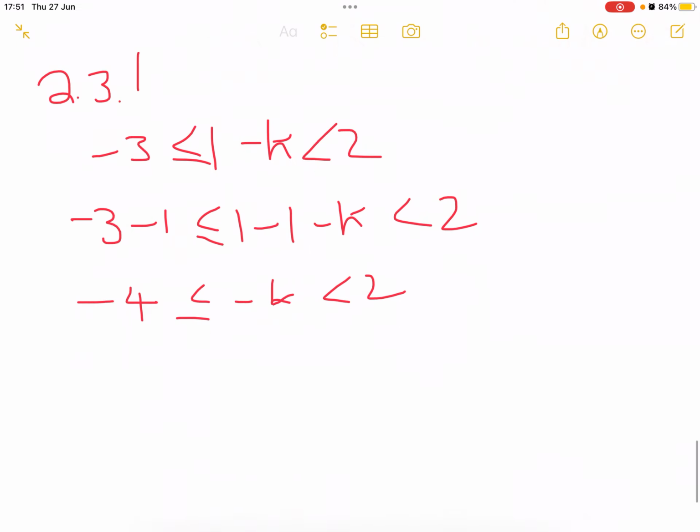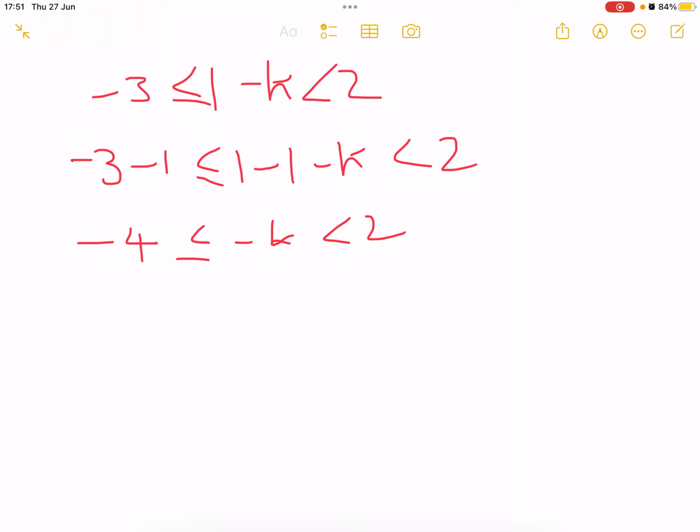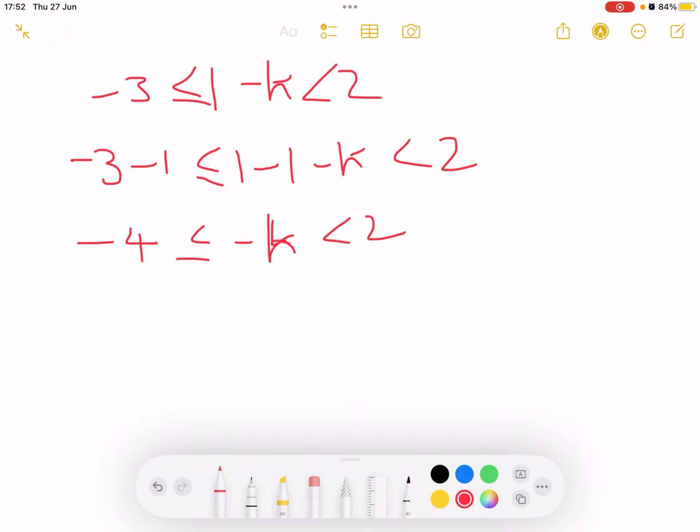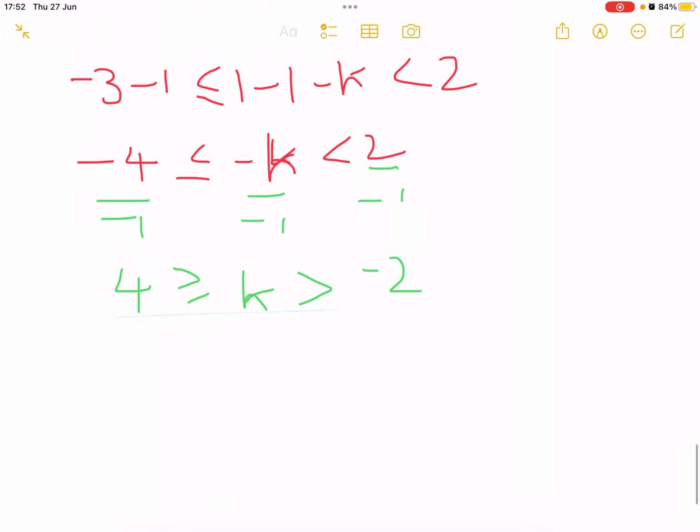Now, once we get to this stage, this has formed an inequality, but we want to solve for what? For k, right? We don't want to solve for negative k. We need to divide throughout by a negative 1 or multiply by a negative 1. And when we divide by a negative 1, the sign of the inequality will change. This will become 4 greater than or equal to k greater than negative 2, if you write it in the correct format.